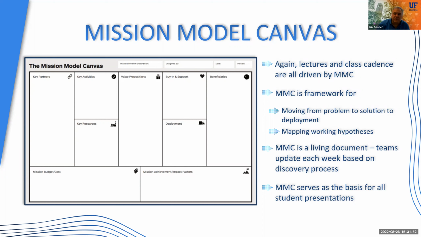And all of this is iterative, right? So there's no go to one block, figure that out completely, go to the next block and forget about what you've done before. The beneficiaries, what you think their needs are, will certainly affect the value proposition. The deployment could affect the budget. The key partners could affect buy-in and support. So the whole process is very iterative, but it really is founded on this concept of the canvas. And it'll be the basis for your student presentations as you go through this semester.